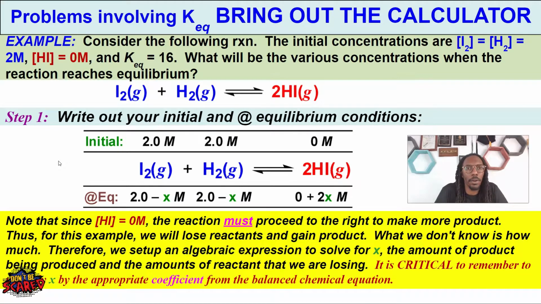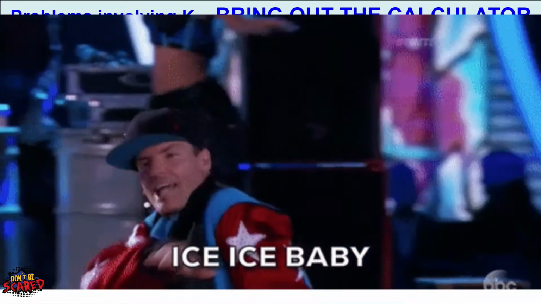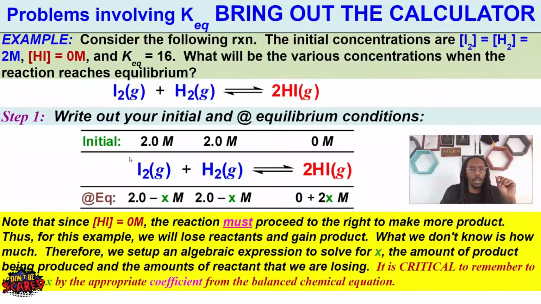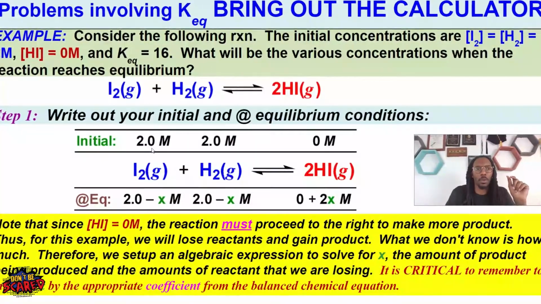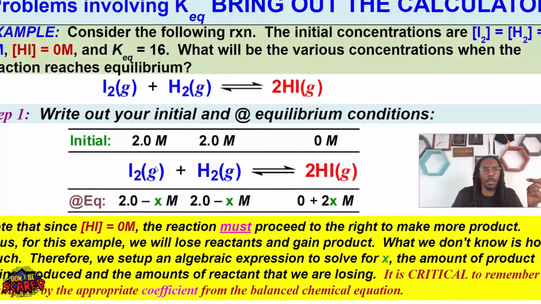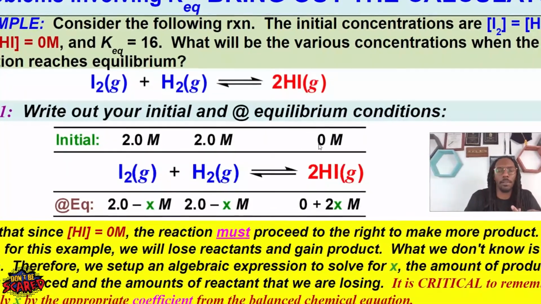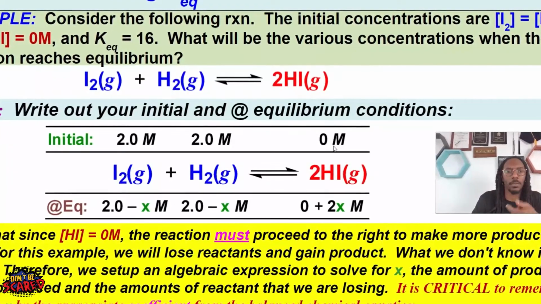So you might have referred to this as ICE, right? Shout out to Ice Baby. But your I is your initial, your C is your change, and then your E is your equilibrium, right? Your concentration at equilibrium. So in this case, we're trying to figure out our equilibrium. So initially, we know that we're at 2 molar for both of our reactants, right? 2, 2, and then we don't have anything for our products at 0.